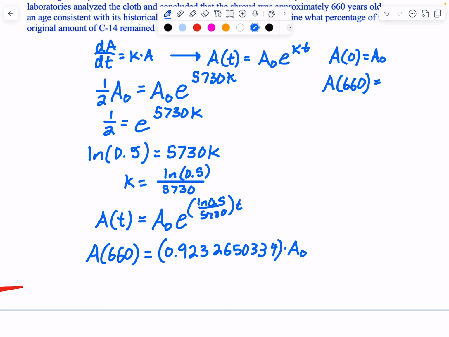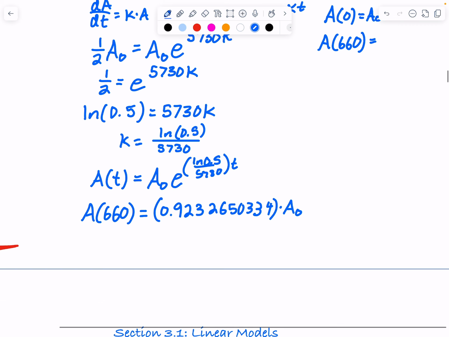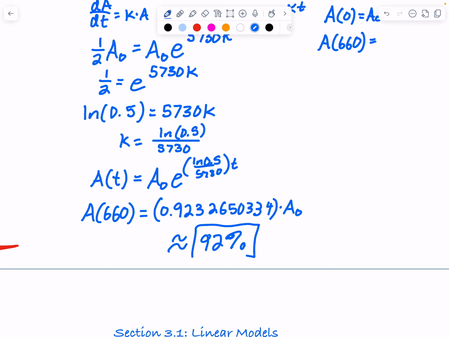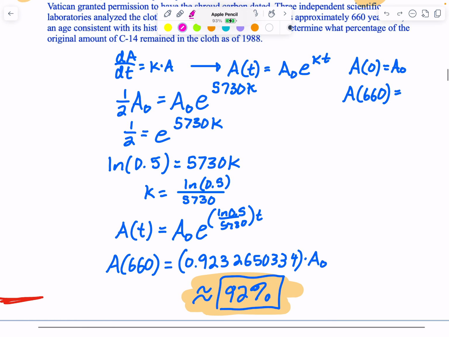If that number was 0.5, that'd be half. So 0.92 is just roughly 92%. So 660 years later, there was 92% of the cloth left. So that is the problem there. It's again just algebra worked backwards, but really the trick is understanding what this means. Maybe that trips you up. But I like these. These are pretty straightforward, simple applications that work off this very simple idea of a rate, the directly proportional.